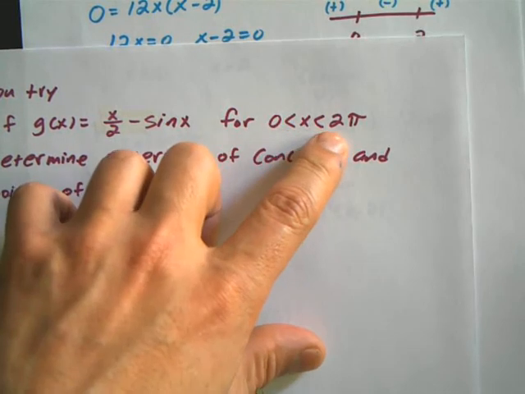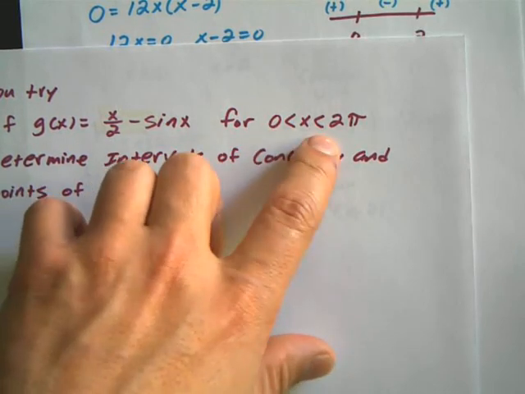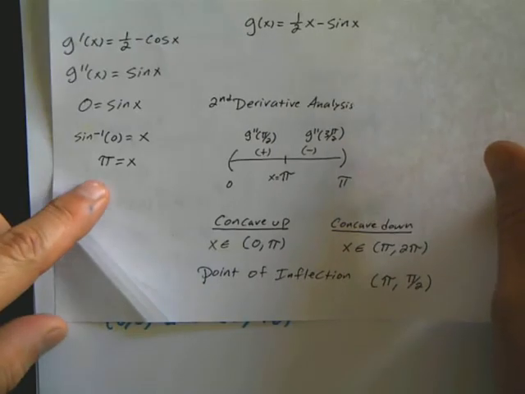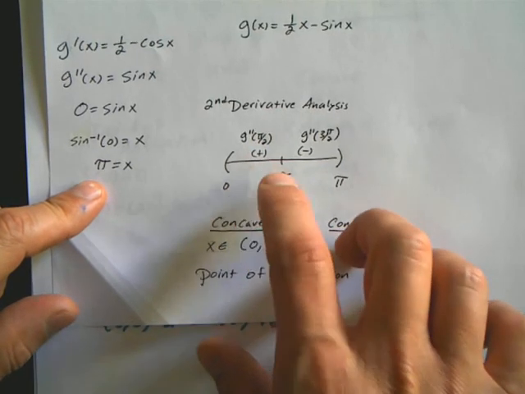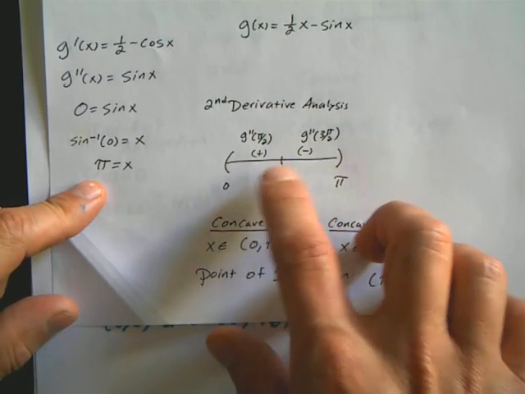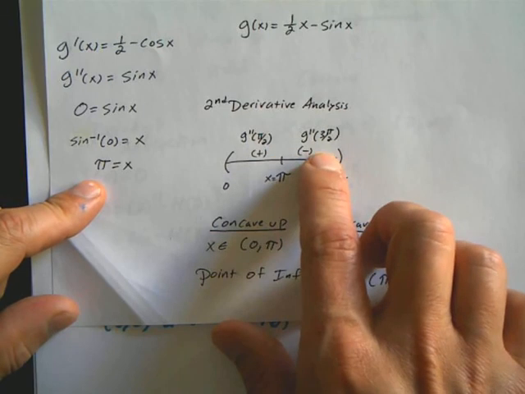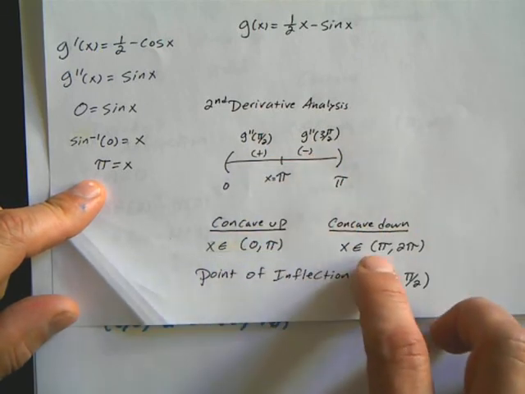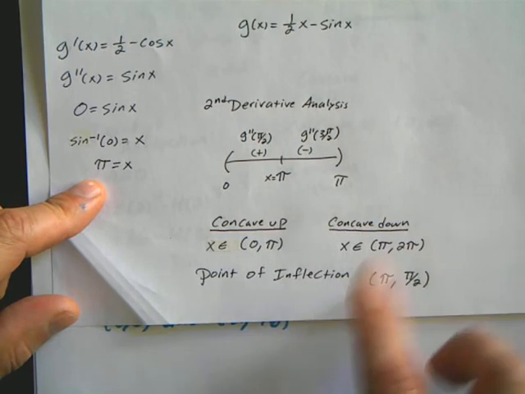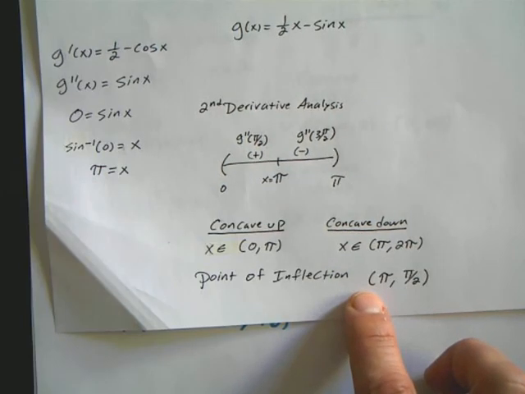So then you pick a number into the second derivative that's to the left of it and to the right of it, and I got positive and negative. So it's concave up from 0 to pi and concave down from pi to 2 pi. And then for the point of inflection, if we plug in pi into this, sine of pi is going to be 0, and then 1/2 times pi is just pi over 2.